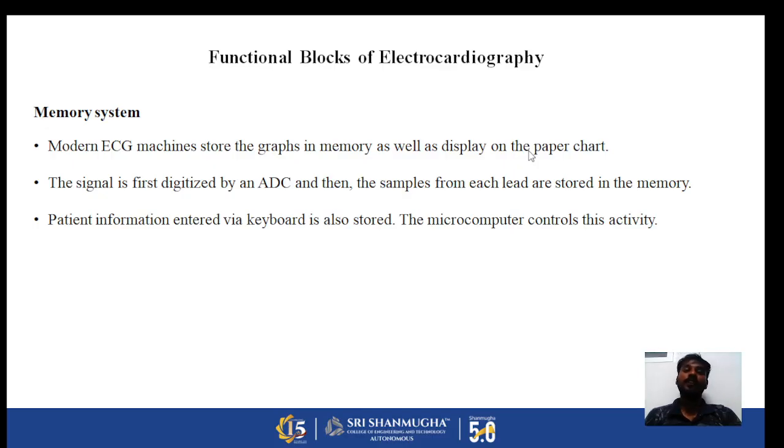The signal is first digitized by an ADC. ADC is nothing but analog to digital converter, and then the samples from each bit are stored in the memory. Patient information entered via the keyboard is also stored. The microcontroller controls this activity. Microcontroller is nothing but one of the brains of this ECG machine, and it can act as the CPU of the computer to control every action in the electrocardiograph.